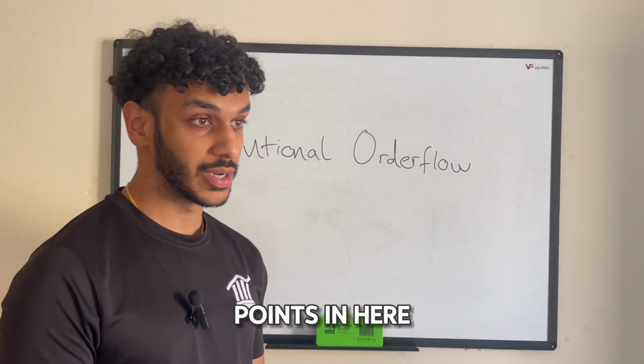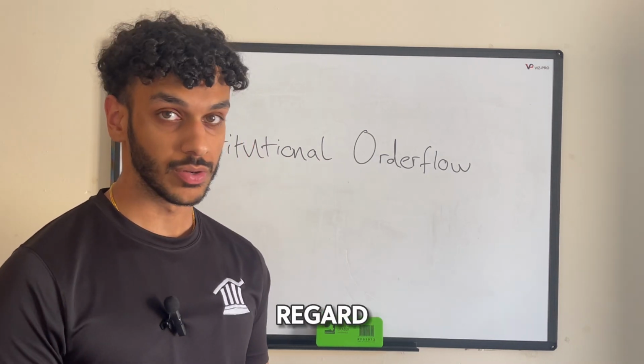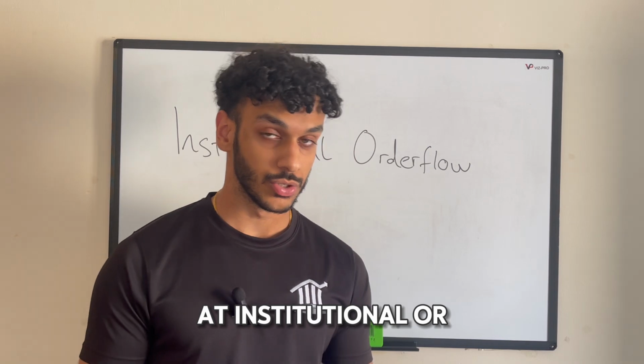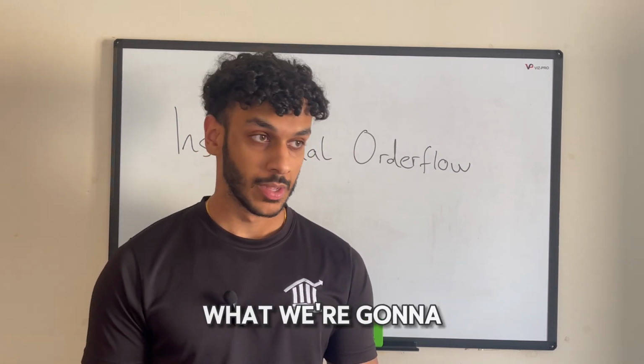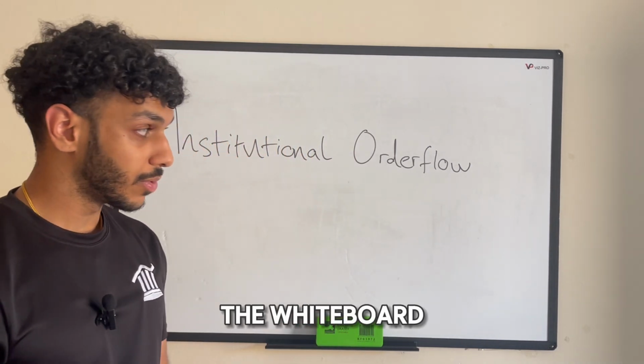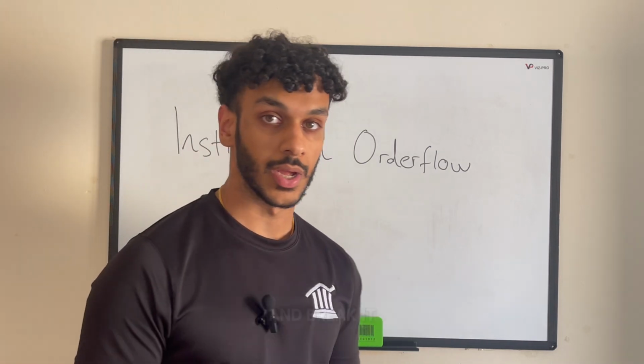There's a couple points in here as well I feel like people don't actually regard when they look at institutional order flow, like correlating assets. What we're going to do, we're going to do half of it on the whiteboard, and then we're going to go ahead into the charts and break it down there.